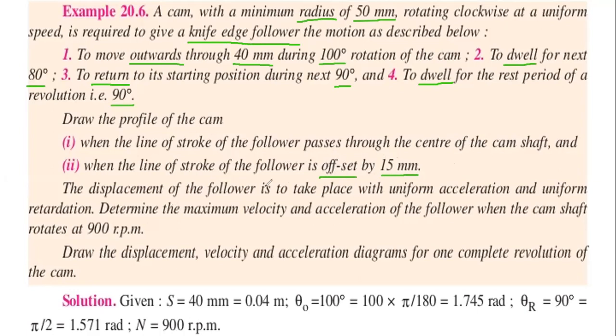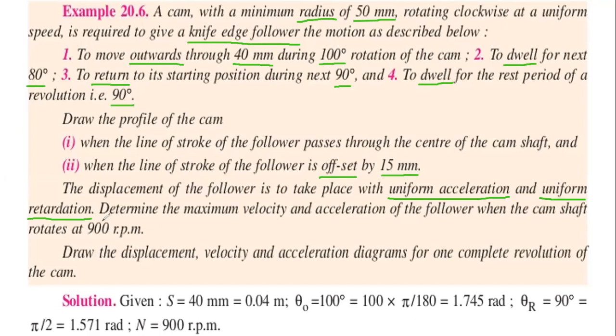Next, the displacement of the follower is to take place with uniform acceleration and uniform retardation. So this is the motion of the follower. We totally have four types of motions. First one is the uniform velocity. Second one is the simple harmonic motion. Third one, uniform acceleration and uniform retardation. And last one, cycloidal motion.